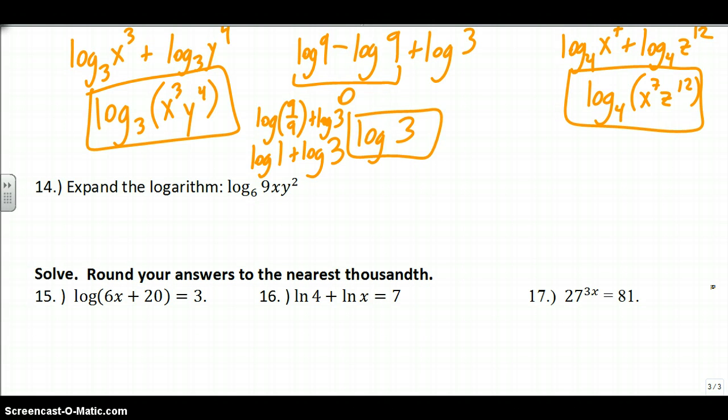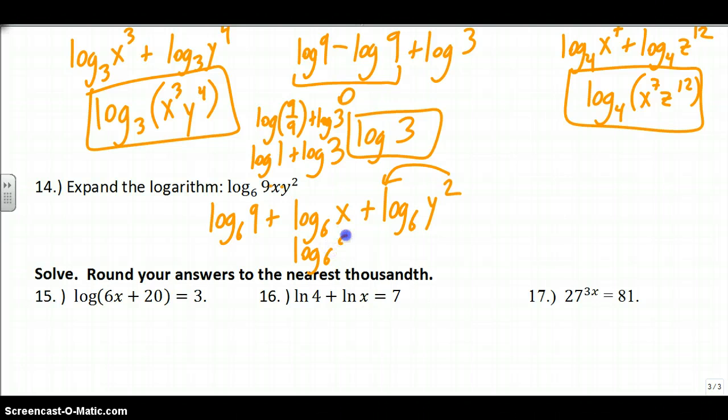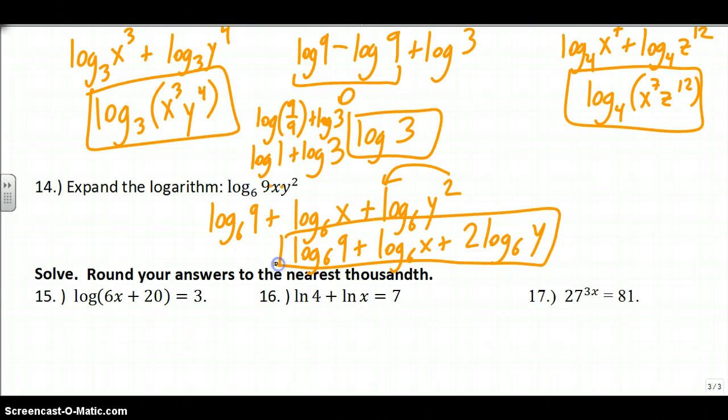All right, 14, expand the logarithm. Well, we're going the other way this time. So multiplication breaks up into addition. So log base 6 of 9 plus log base 6 of x, because those are multiplied together, plus another multiplication, log base 6 of y squared. And the only thing left is to bring the powers out front. Log base 6 of 9 plus log base 6 of x plus 2 log base 6 of y. And that's about as far expanded as you can get it.